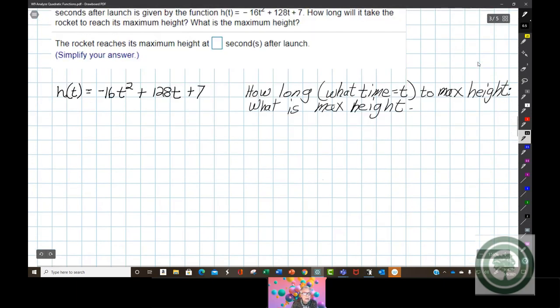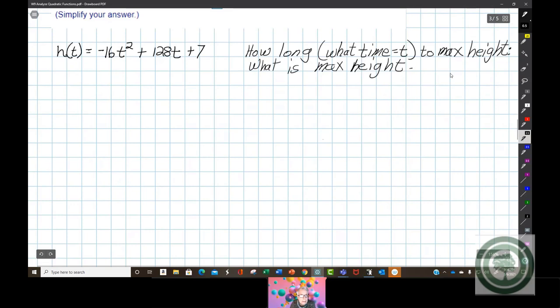All right, let's talk about this. We are more used to seeing something like this: y equals negative 16x squared plus 128x plus 7. The reason I did this is notice that h of t is in the y position. In fact, it is y. And the x's are in the t position. t is acting like x and h is acting like y.